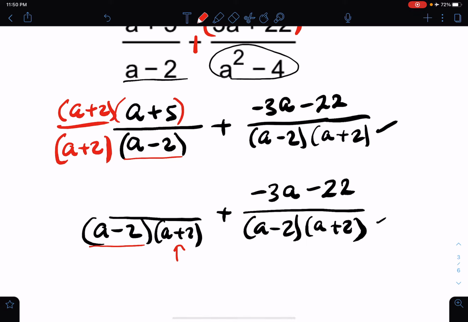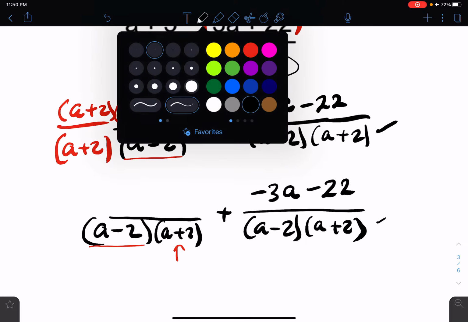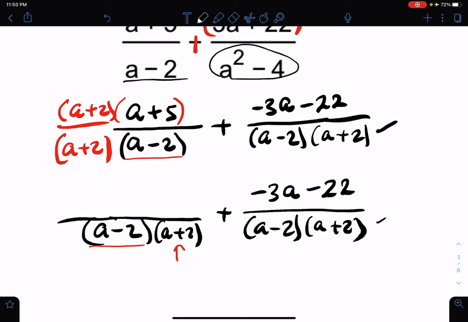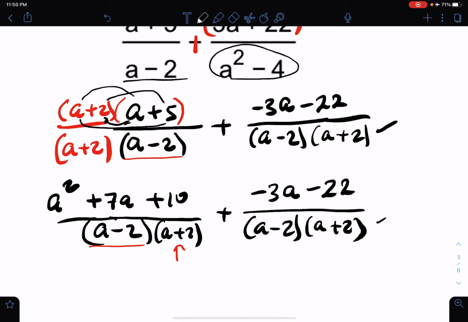Now what you want to do here is multiply that out, or some people like to call it FOIL. So when I multiply it out, I get a squared, and I'm going to do the middle step in my head. The middle step is just going to be 2a plus 5a is 7a. If you want to take an extra step on that, that's fine. And then we've got 2 times 5 is 10. So here's what we have so far. We have a squared plus 7a plus 10 all over the LCD plus a negative 3a minus 22.